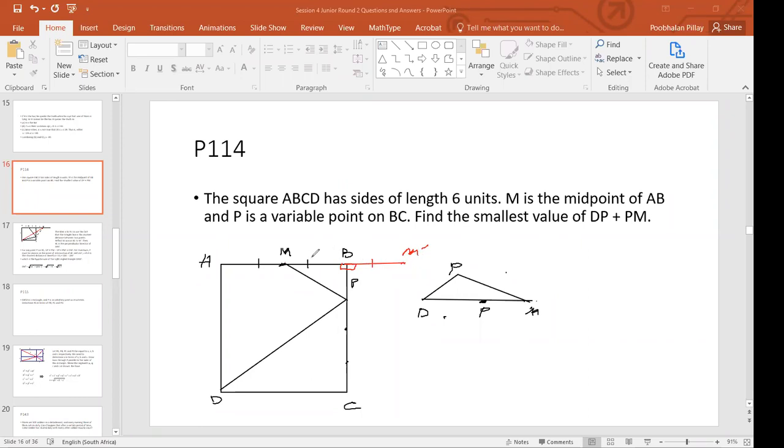Now, I've spoken about this before, and it's a very important fact, and we are seeing it again here. If you take any point on the perpendicular bisector of a line segment, any point, it is equidistant from the endpoints. In other words, these two are actually equal.